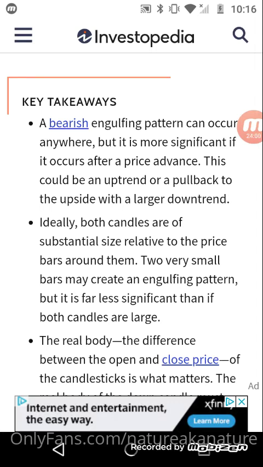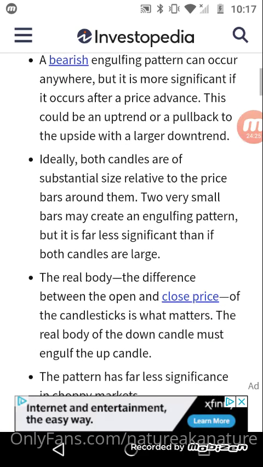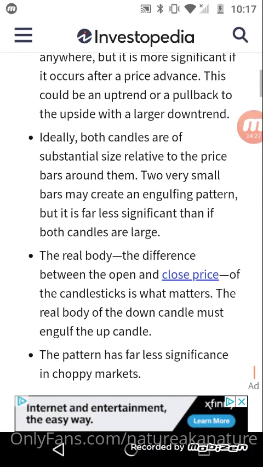So ideally, both candles are sustainably sized or around them. Two very small bars may create an engulfing pattern, but it's far less significant than if both candles are large. So the real body is different than the previous body. The real body of the down candle must be engulfing the real body of the up candle. So it has to completely engulf it.